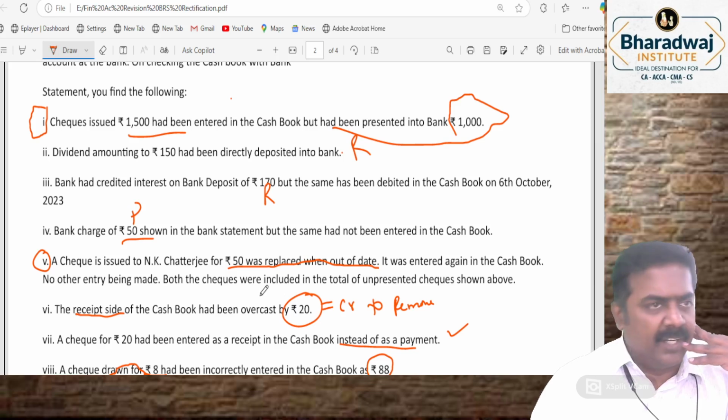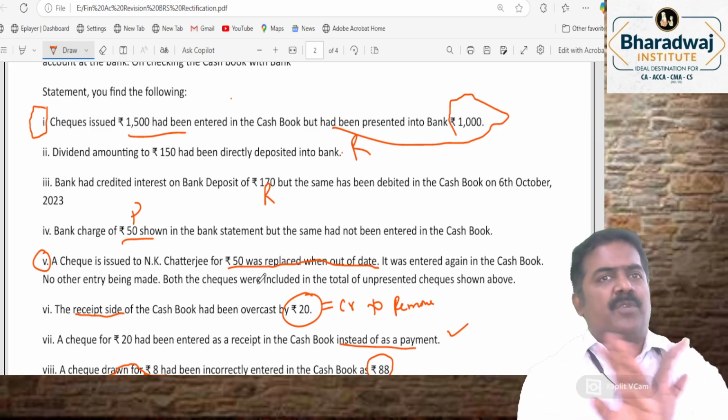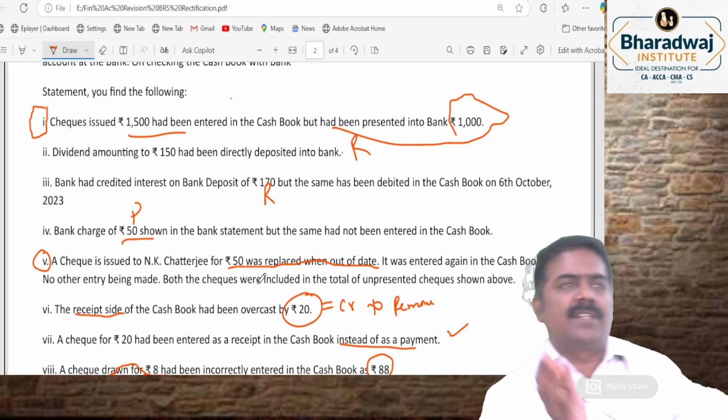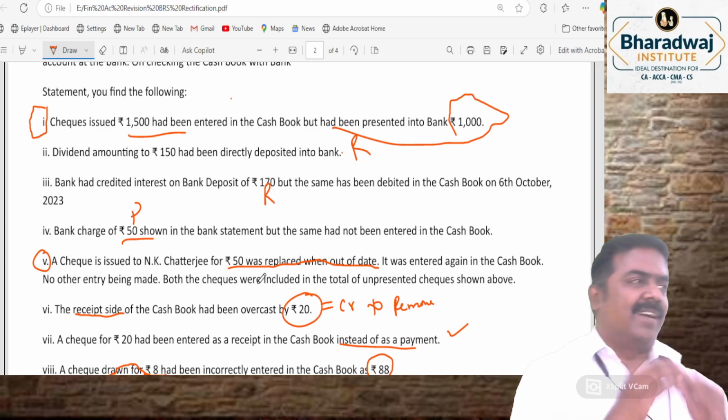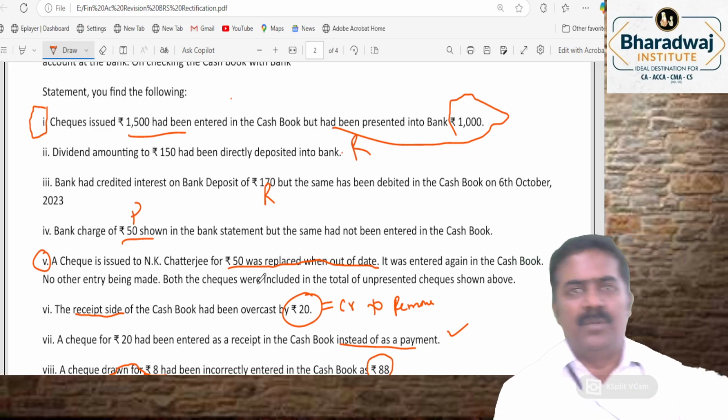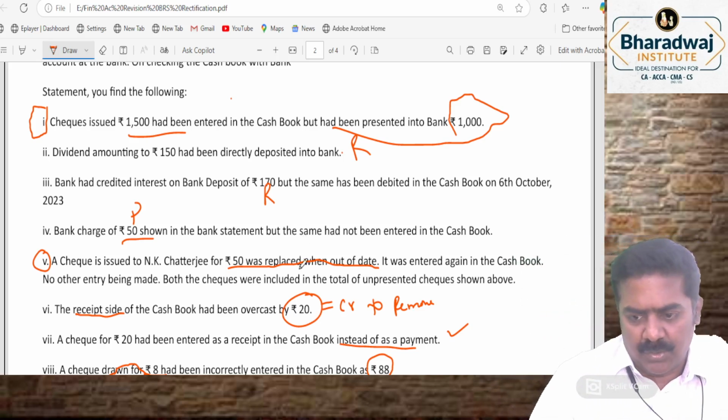Like this, we are going to rectify the errors. In the exam, if the question is silent, errors are rectified after trial balance. If they tell you errors are rectified after final accounts, or errors are rectified in the next year, then we'll use the P&L adjustment account.